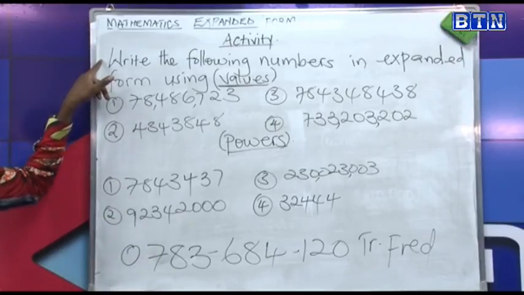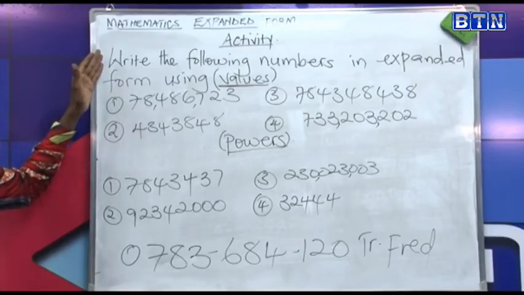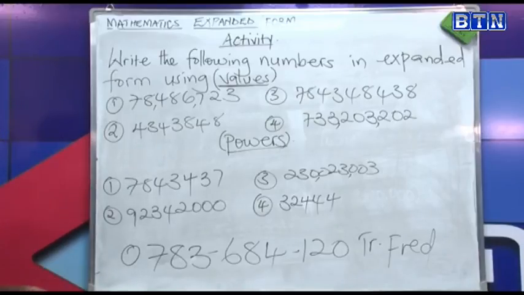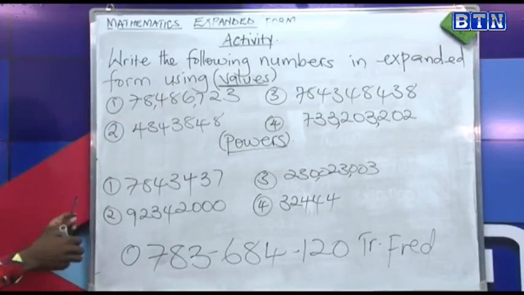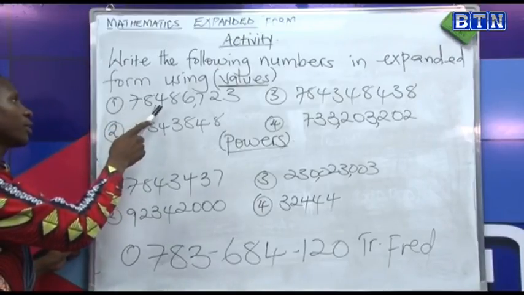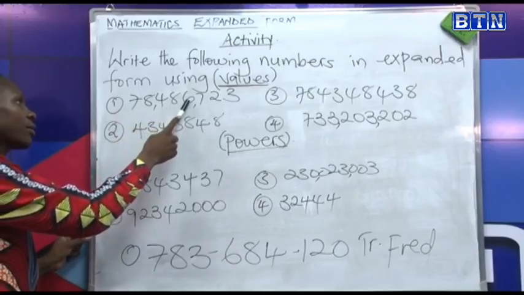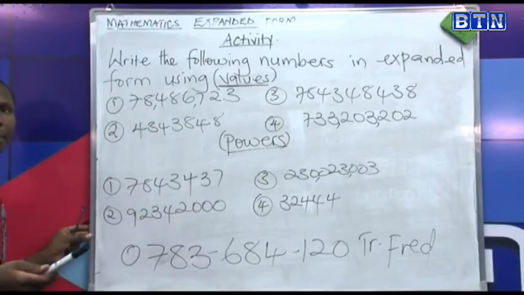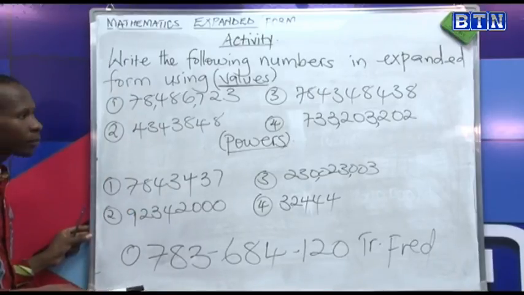So let's look at activity number 1. Number 1, they said write the following numbers in expanded form using values. So they want you to use the values and you write everything in expanded form. So they have given you the first number, the second, the third, the fourth. The first one is saying 78,486,723. They want you to expand that number using values.